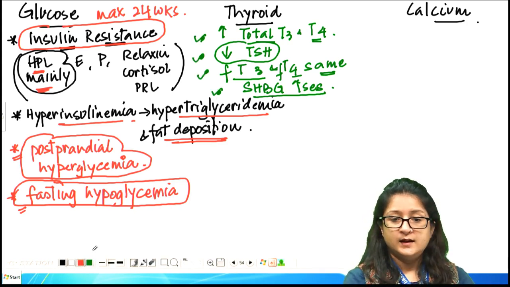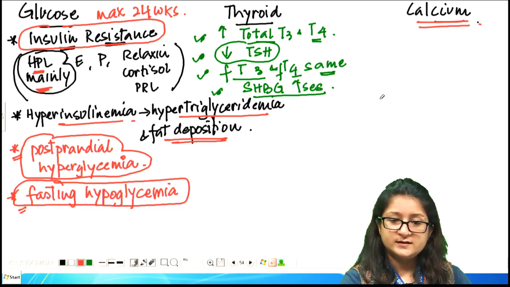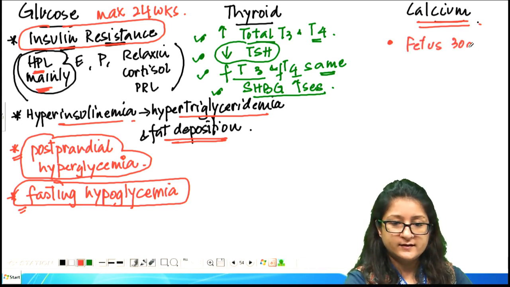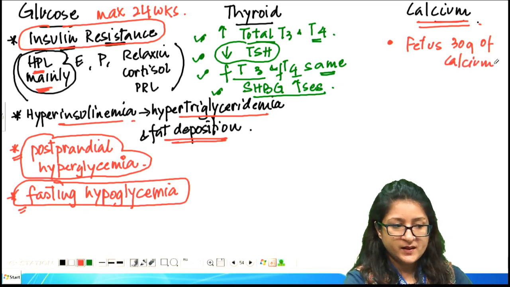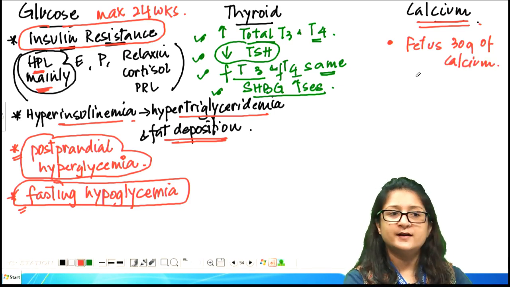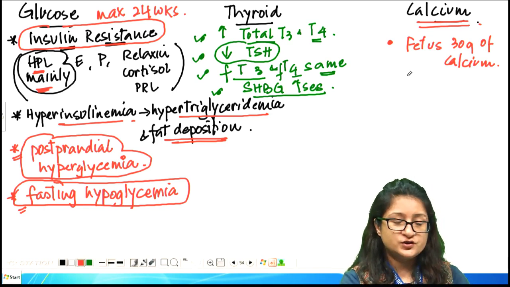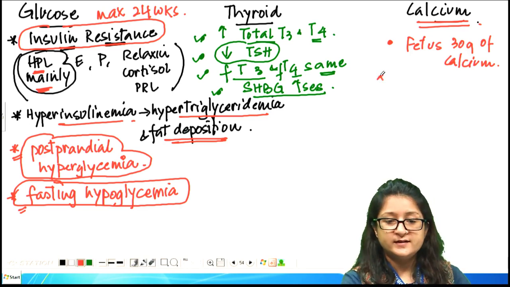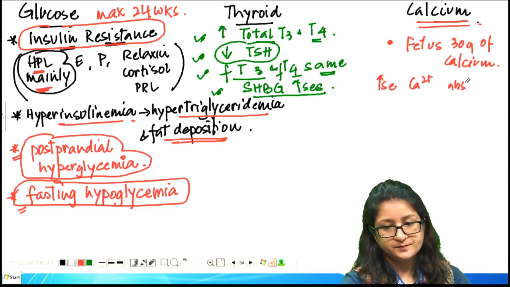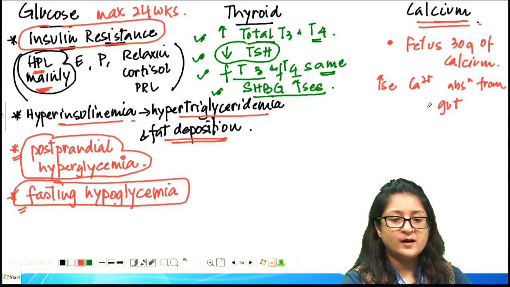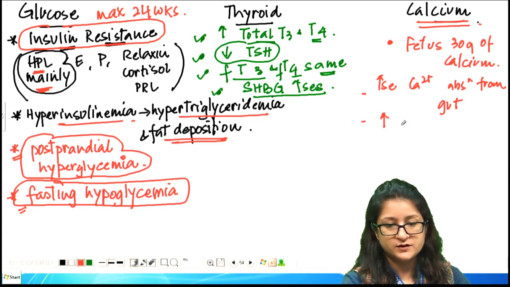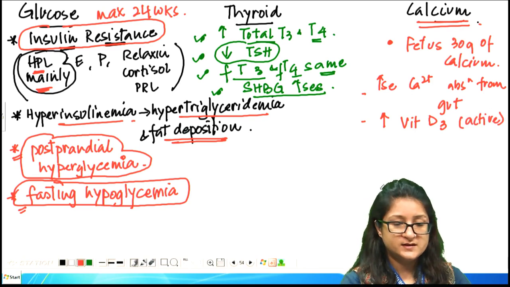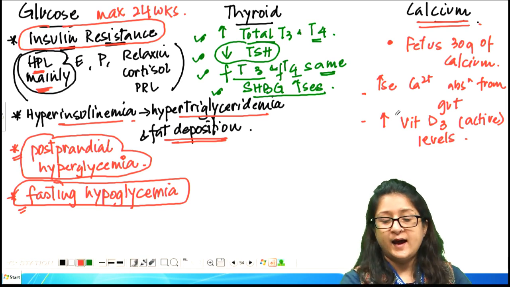Okay. So these are the four important nutshell points that you should remember about thyroid metabolism. Coming back to calcium metabolism, you have to remember that the fetus accrues around 30 grams of calcium to build its own skeletal system. So the fetus is going to extract the calcium even if the mother does not take it. So what does the mother do? The mother has to increase the calcium absorption from the gut, and that happens because of increased activity of active vitamin D3, dihydroxy vitamin D3 levels.